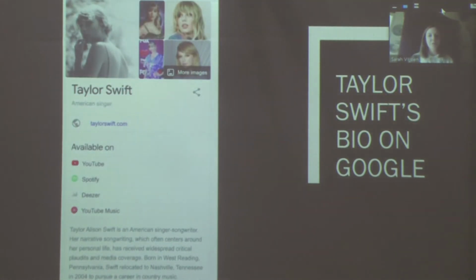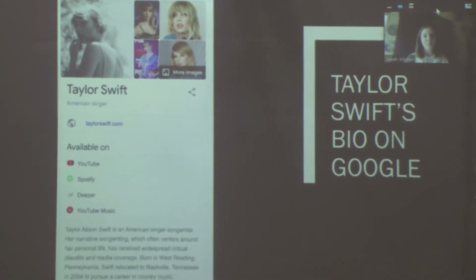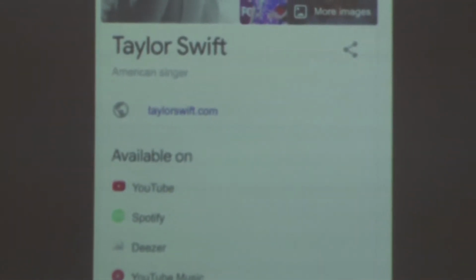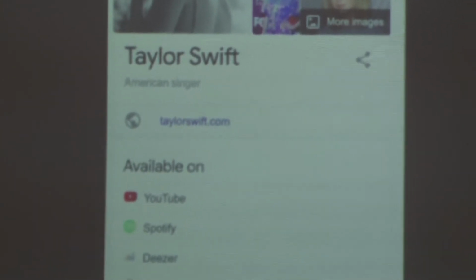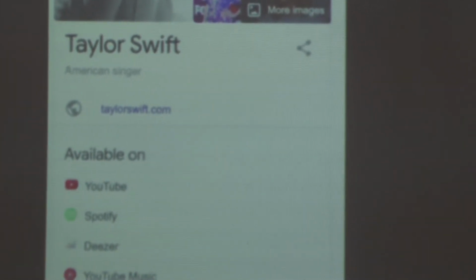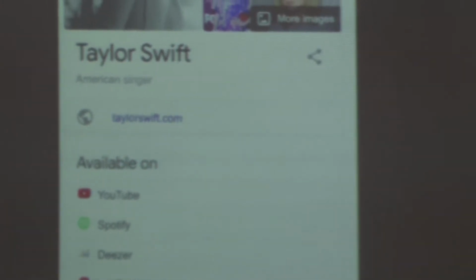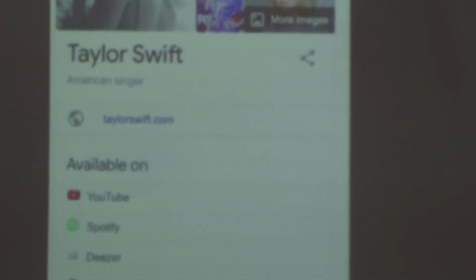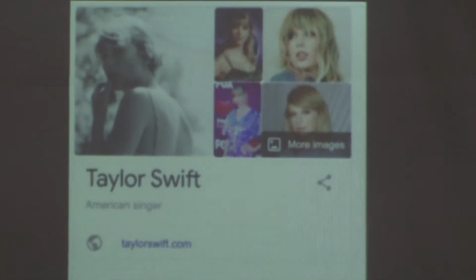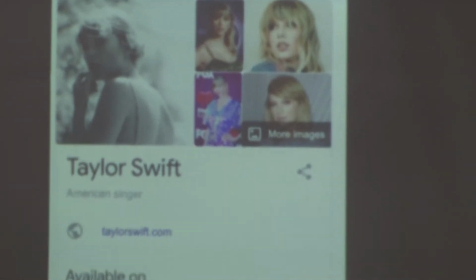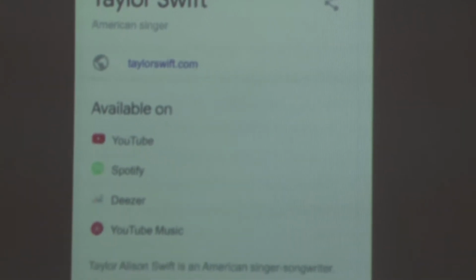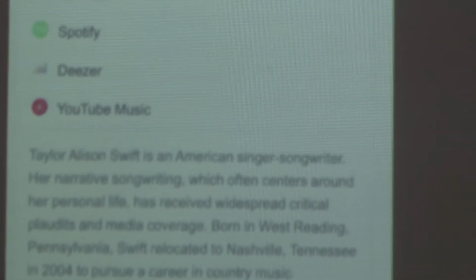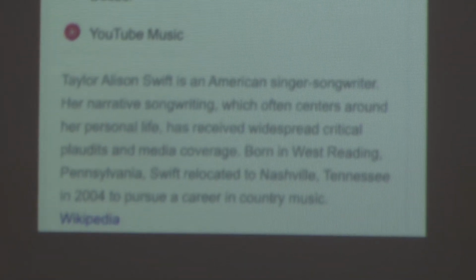For example, if you Google Taylor Swift, her biography that comes up says Taylor Allison Swift is an American singer-songwriter. Her narrative songwriting, which often centers around her personal life, has received widespread critical plaudits and media coverage. And right there, you see that if you had no idea who this person was and you look her up, this is what you're going to see. You're going to see that she's been criticized for writing about her relationships. And so this is the image that has been built around her.